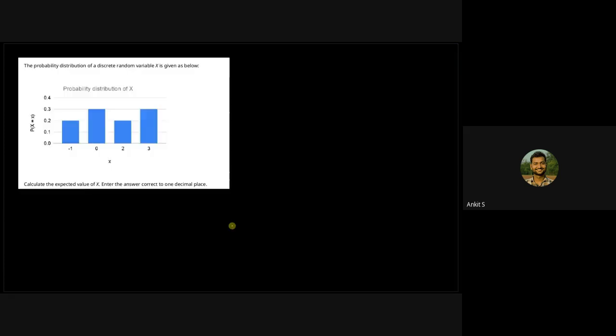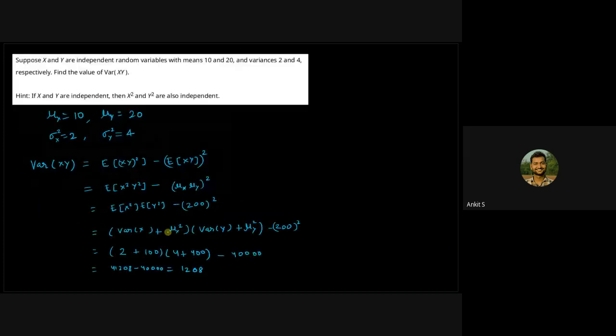Now let's move to the problem. We don't have very complicated problems, just simple problems. The probability distribution of a discrete random variable x is given as below. Calculate the expected value of x. You'll be able to calculate it, right? Just multiply all of the values taken with the corresponding probabilities. You will get the expected value. Very simple.